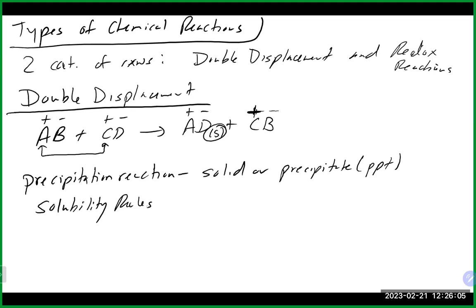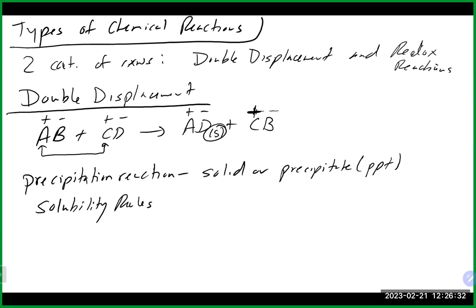Right, like all nitrates are soluble. Chlorides, bromides, iodides, all those are soluble except for silver, lead, and mercury. So all those rules that hopefully you know, things in group 1 are soluble in everything. So based on solubility rules, when you do this double exchange, one of those may form a precipitate, and that's known as a precipitation reaction.